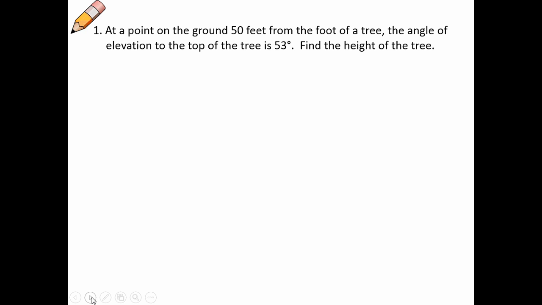So let's say that we're at a point on the ground 50 feet from the foot of a tree, and the angle of elevation, or the angle looking up to the top of the tree, is 53 degrees. We can find the height of the tree. So let's go ahead and draw a rough sketch of what's happening here.